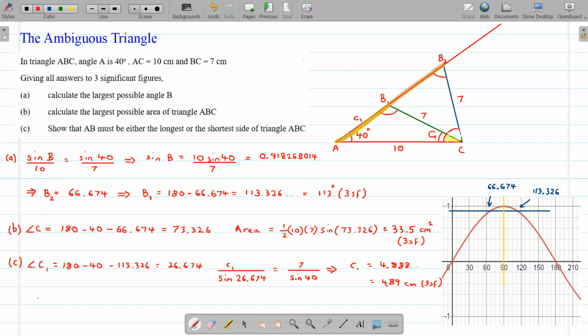So c2, this is the side length c2. I'm going to run out of space in a minute. c2 over the sine of the other possibility, which was the larger angle, which we've already worked out as 73.326. So c2 over sine of 73.326 is equal to the same thing as we've just had, which is 7 over sine 40.